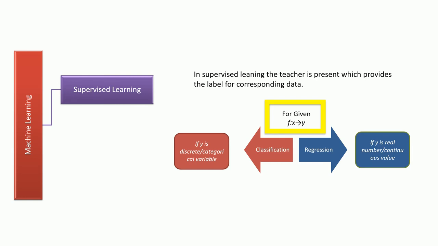Supervised learning is an area where a teacher is present, which provides a label for corresponding data. It means we will have access to the data as well as its output. Depending upon that, we divide the category into two things: classification and regression. If the output is a number or a continuous value, that is a regression problem. And if y is a categorical or discrete valued variable, then we have the problem of classification, right?